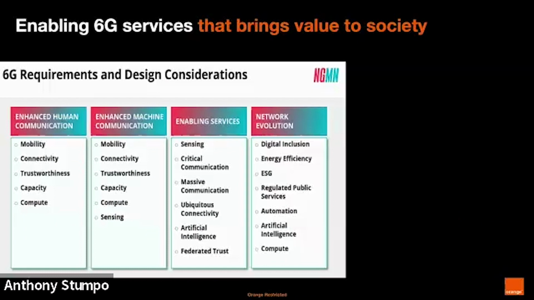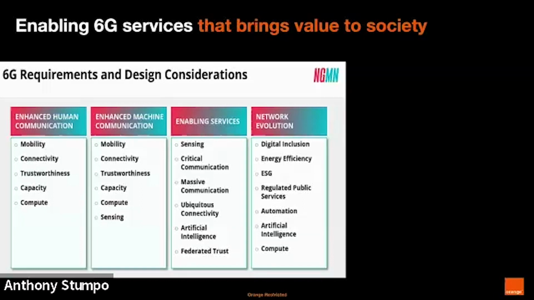If we look at a wider scale on the NGMN side, we also have the same concepts about enhanced human communication and enhanced machine communication, but they also identified a few technical enablers that will unlock new services, for example, sensing, or support of artificial intelligence in the networks. There is also a new family, which is network evolution. Here, the idea is to make the operator's life easier, which is a good point.